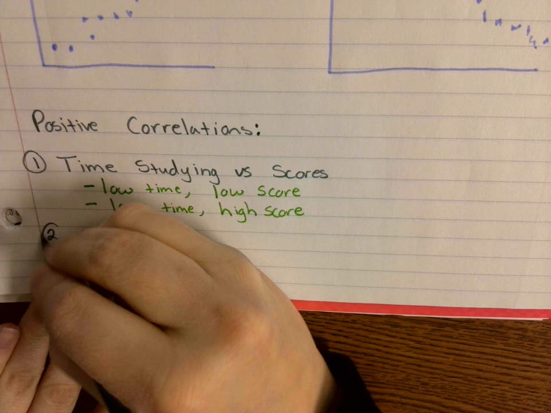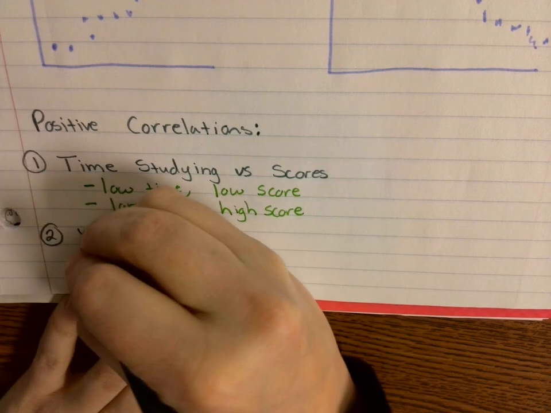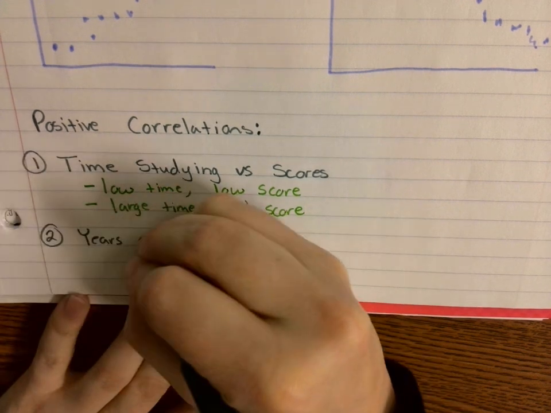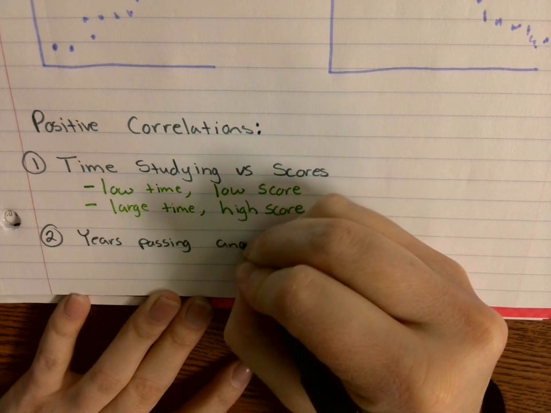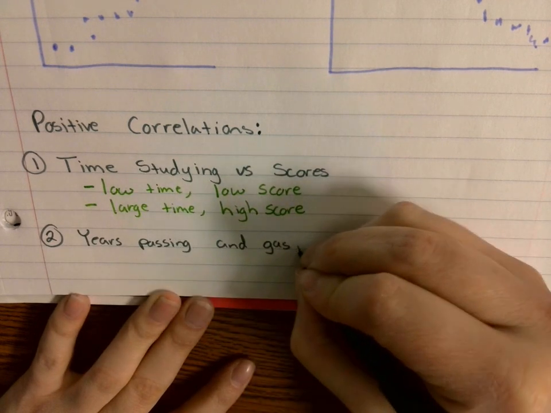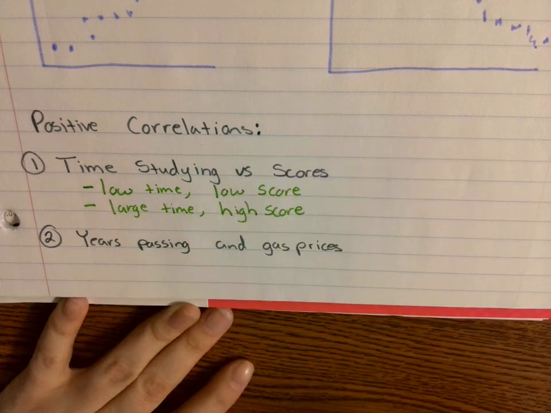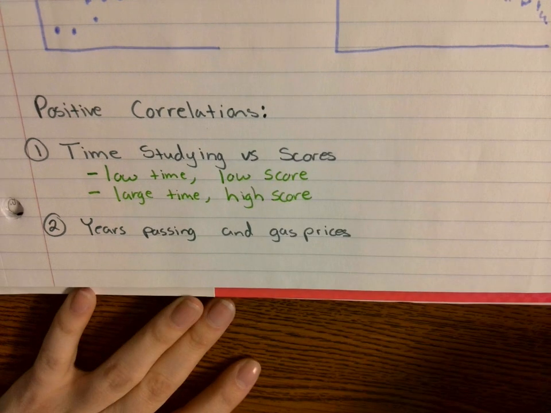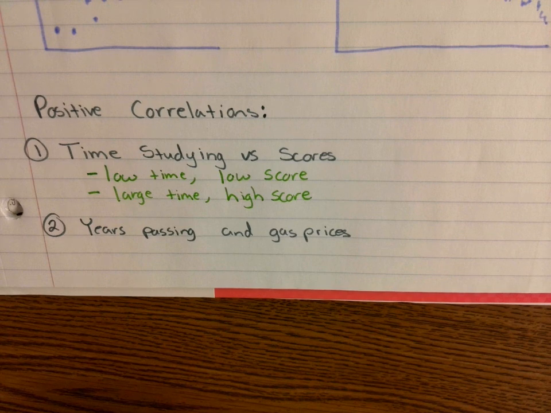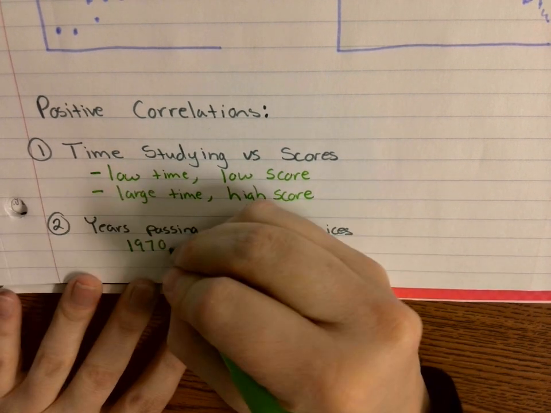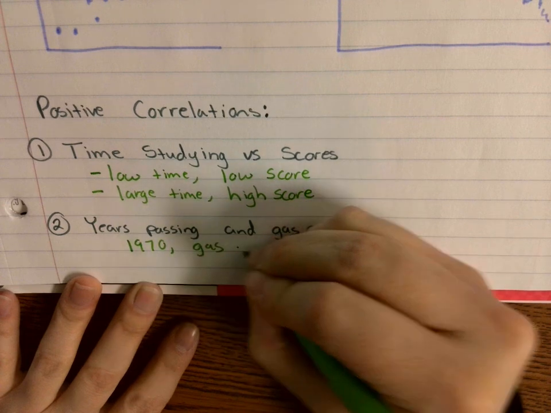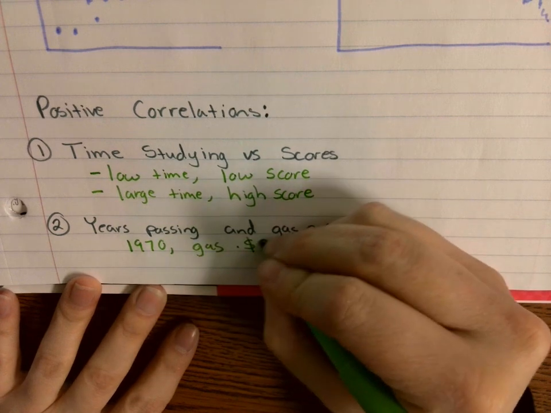Okay. The years, as the years are passing in relation to the gas prices. Okay, long time ago, say like in 1970, gas prices might have been around 62 cents a gallon.